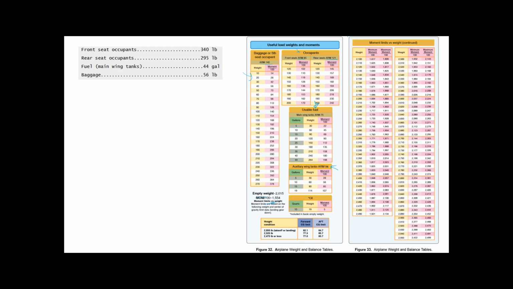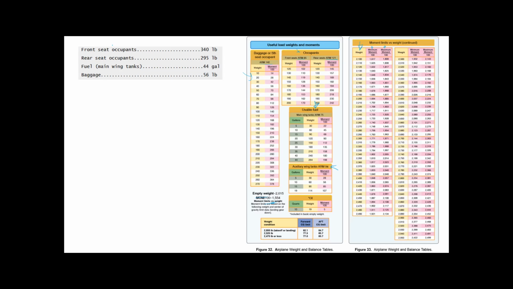And then on the right side here, it actually gives us our moment limits versus weight. So whatever our total weight is going to be on the left side here, we need to verify that the moment is within these two values, the minimum and the maximum moments. So let's take a look at the problem.